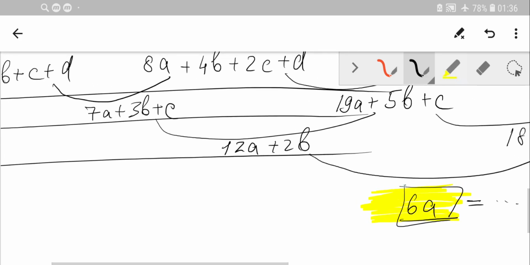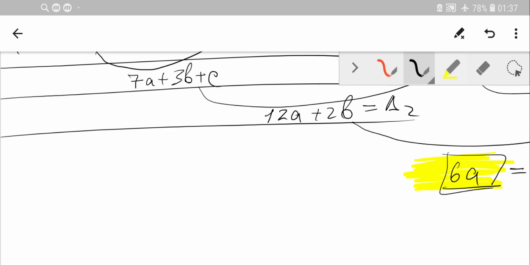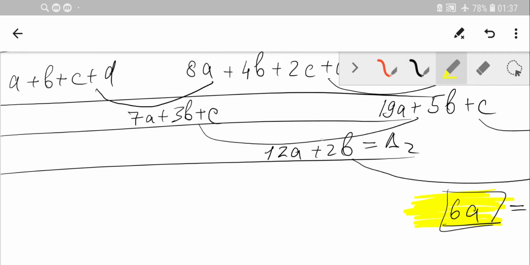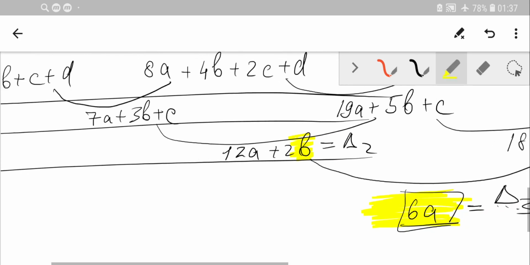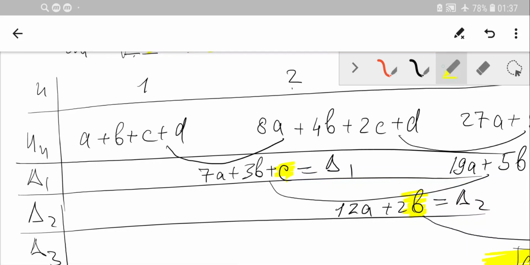Once you figure out a, you just go back, and because this was the third difference, and this is the second difference, you can figure out the value for b, because you know a. So in here, this is the first difference. Again, you can figure out the c value. And the last, going up to the top, you know that this is u1, so you can figure out the d value.